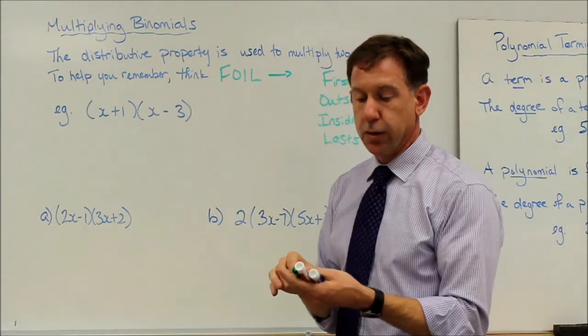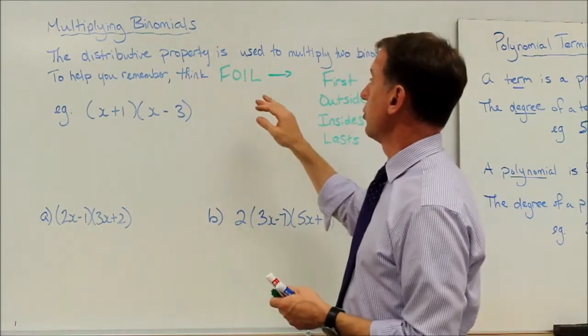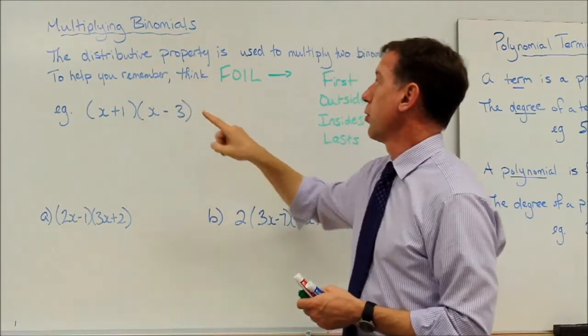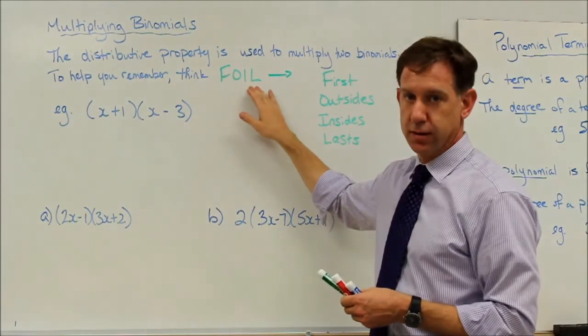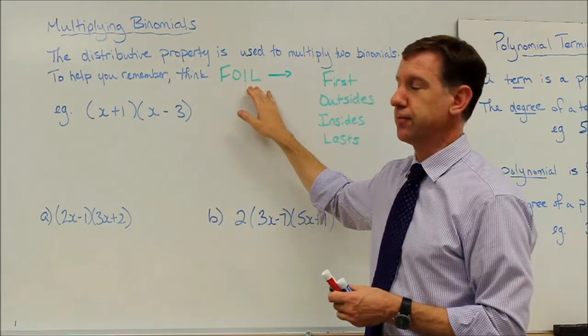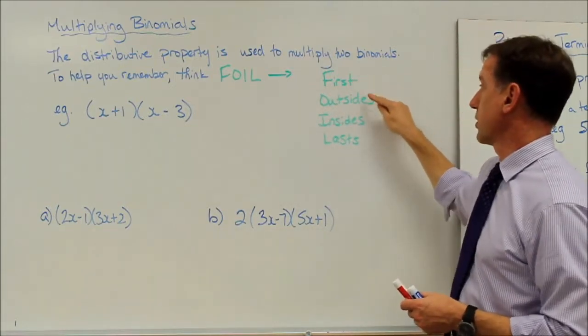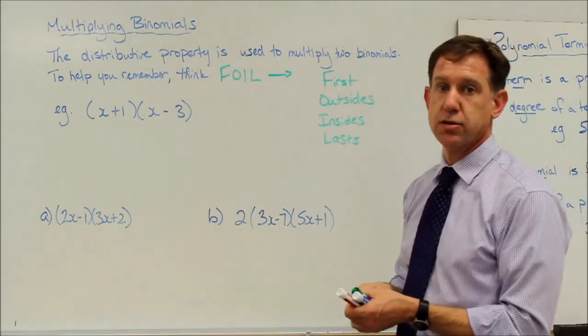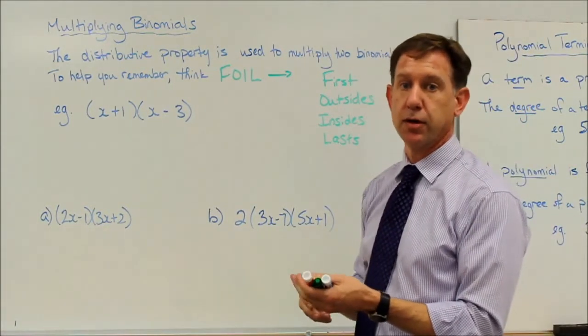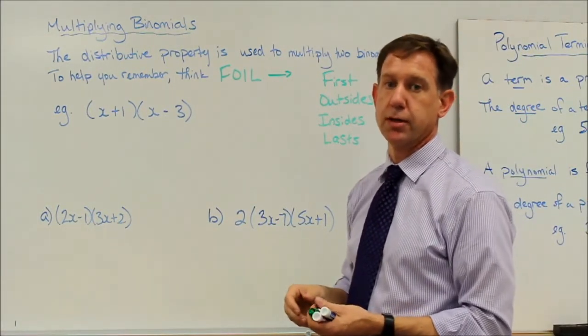All right, to multiply binomials together, we need to use the distributive property, and what we're going to do is something called FOIL, four-letter F word for you, and that stands for first, outsides, insides, last. And what that means is there's 4 multiplications that need to be done when you're multiplying binomials together, and we'll go through all 4 of them together.